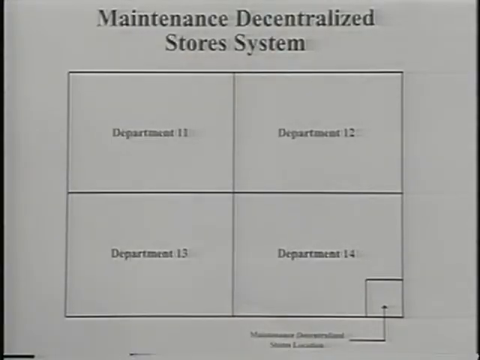Now, the next page illustrates where we have a decentralized storage area. In this case, we have a little maintenance storeroom in Department 14. This could be a multi-story building, it could be a one-story building, but these four departments are all together, and the items in that decentralized storeroom are the items that are generally used in these four departments. When a PM order is issued, any of the material that is in that little decentralized storeroom will be removed by the storeroom from its bin on hand record.